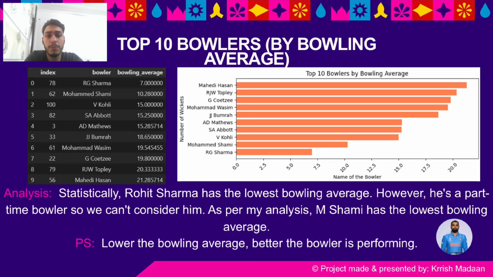Now coming to the top 10 bowlers by their bowling average. For the information of non-cricket viewers, the less the bowling average, the better the bowler is said to perform. From my analysis, it is clearly visible that Rohit Sharma is topping the list with the least bowling average. But we need to keep in mind that he is not a bowler; he's a part-time bowler. He's a full-time batsman. So I'll not consider him as a top bowler. After him, Mohammed Shami leads the list with the least bowling average. So, as per my analysis, Mohammed Shami is the best bowler in terms of bowling average in the tournament.